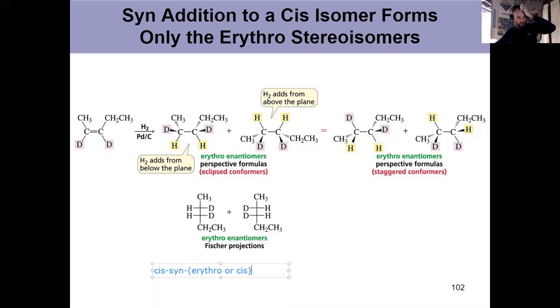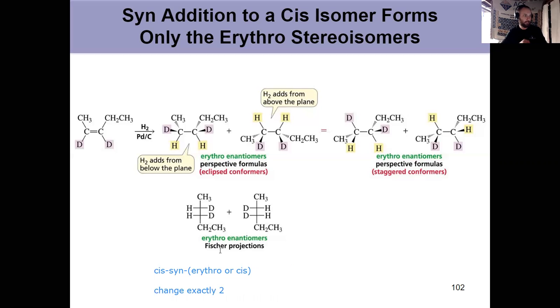It's this: cis, syn, erythro, or cis. That's the golden rule, or any combination where you change exactly 2 of those words. Okay. You can't change 3, you can't change 1. Cis, syn, erythro, or cis. So what is this telling me?